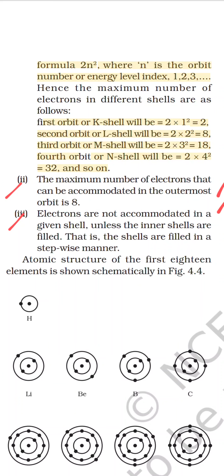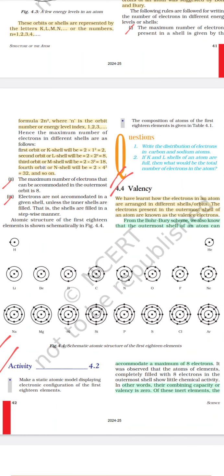Second, the maximum number of electrons that can be accommodated in the outermost orbit is 8. Electrons are not accommodated in a given shell unless the inner shells are filled, that is, the shells are filled in a stepwise manner. The atomic structure of the first 18 elements is shown schematically in figure 4.4.